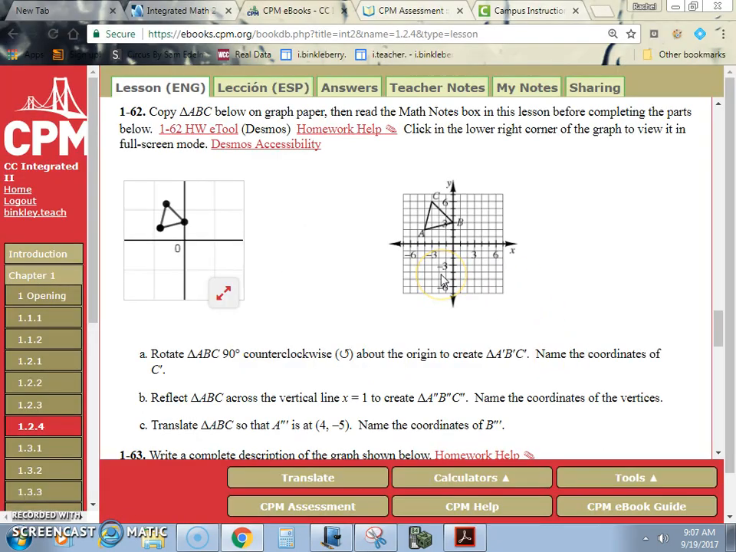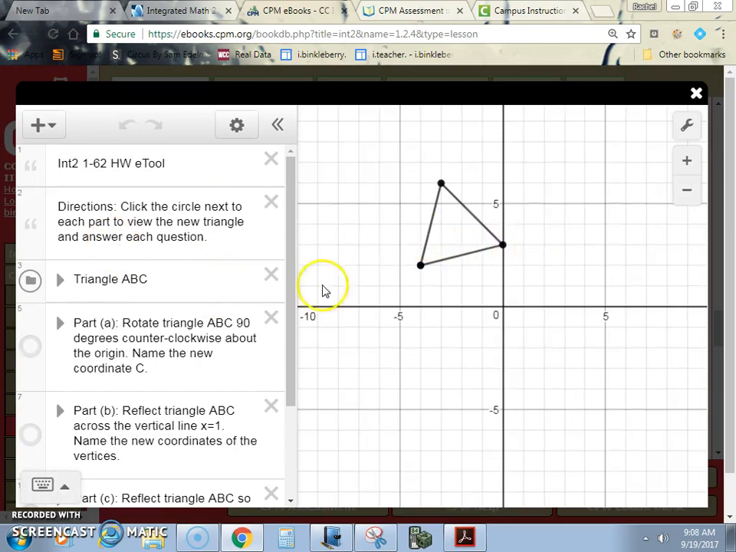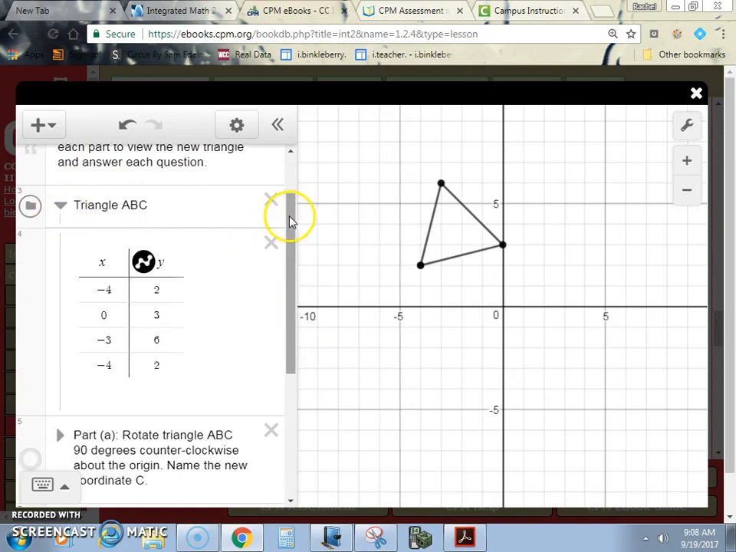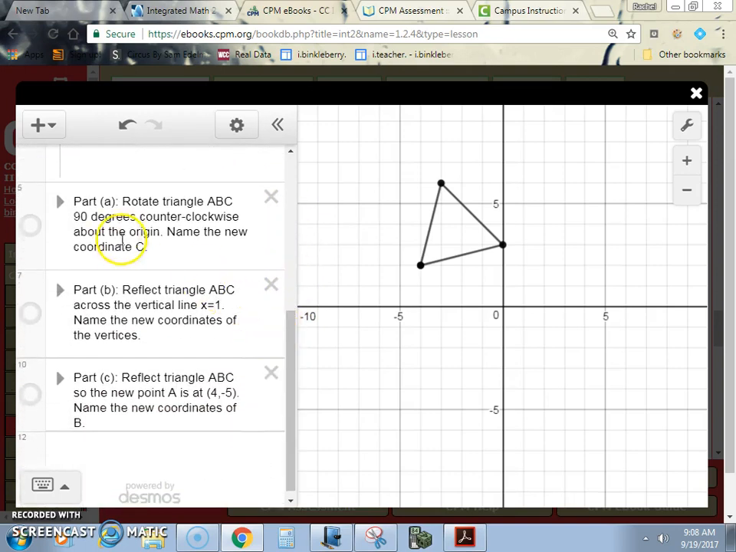All right, you guys, question 162. If you're looking online and then you click on the tool, it'll open it up so you can use this tool. Click the circle next to each part to view the new triangle ABC. Okay? Part 1, rotate triangle ABC 90 degrees counterclockwise about the origin. Name the new coordinate C. Okay? So if you rotate this counterclockwise, I'm not sure if I can actually rotate it here.